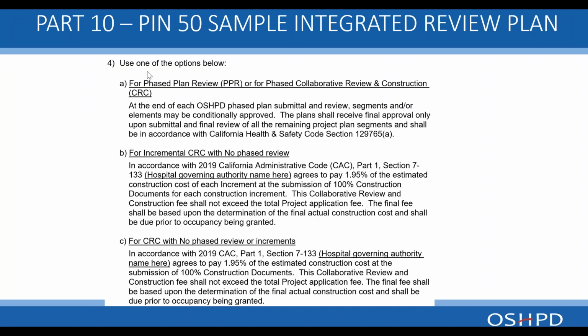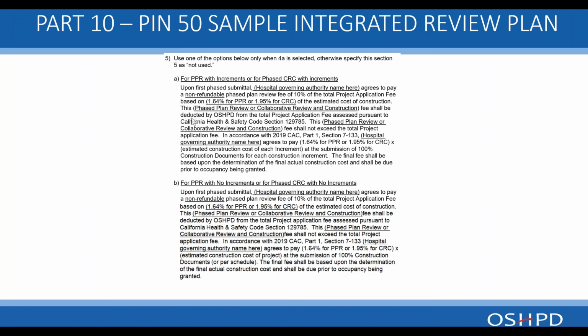The integrated review plan has options for fees. And for phased review, if you select 1A or 4A here, you'll see in the next slide there's certain fees. And then for incremental CRC with no phased review, you would use this verbiage. For CRC with no phased review or increments, you would use this verbiage. And for 5, use one of the options below only when 4A is selected.